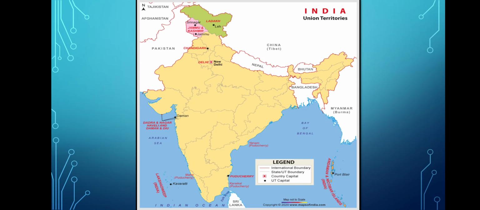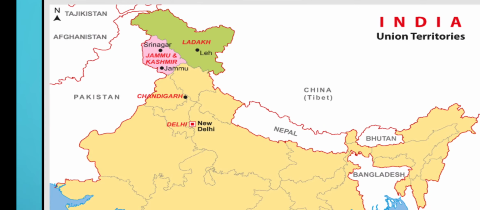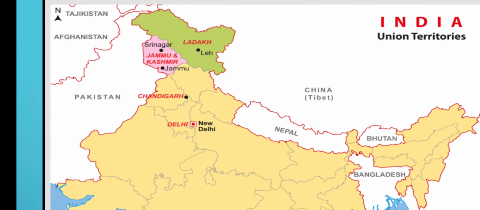Here is a map given where the union territories are clearly located. I have just told you that Ladakh and Jammu and Kashmir are at present union territories. Jammu and Kashmir has two capitals, Srinagar and Jammu. Srinagar is the summer capital and Jammu is the winter capital. So the same union territory has two capitals. Ladakh, the capital is Leh.